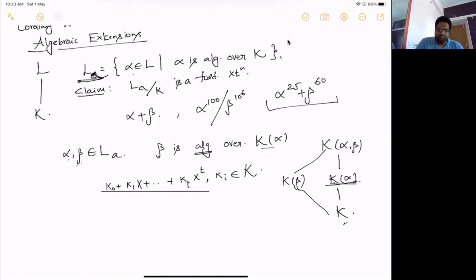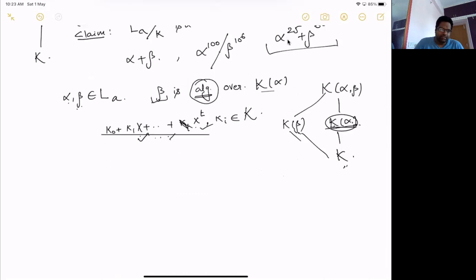So that shows that beta is algebraic. Okay, but beta may satisfy this as the minimal polynomial over K, but this may not be the minimal polynomial over K of alpha. This polynomial may split into two distinct polynomials, for one of which beta may be a root. And therefore, this may not be the minimal polynomial over K of alpha. But in order to decide whether something is algebraic, all we need to do is to exhibit one polynomial which that element satisfies. Okay, so beta is algebraic over K of alpha.